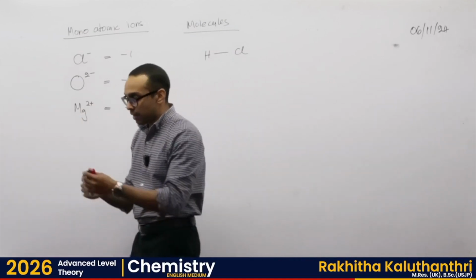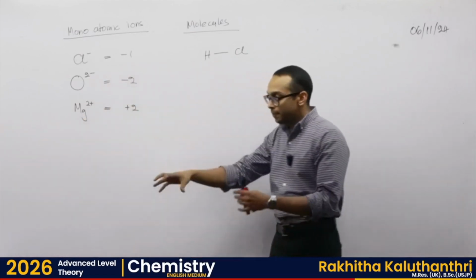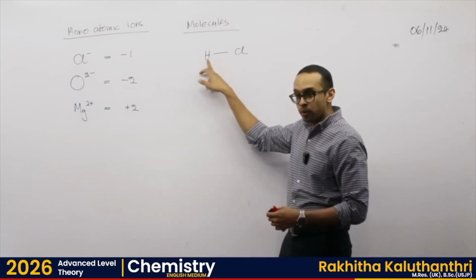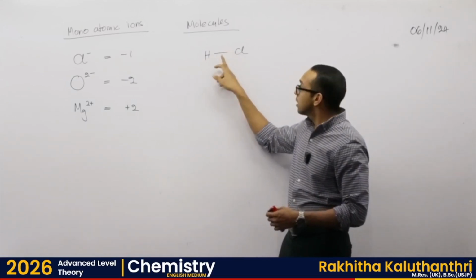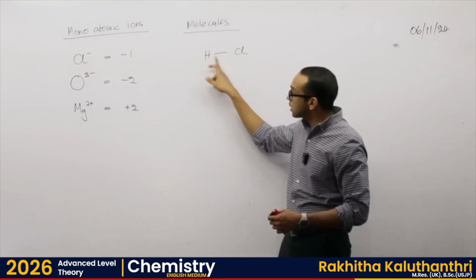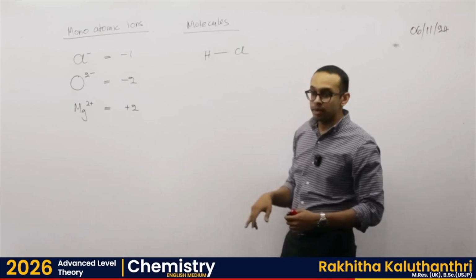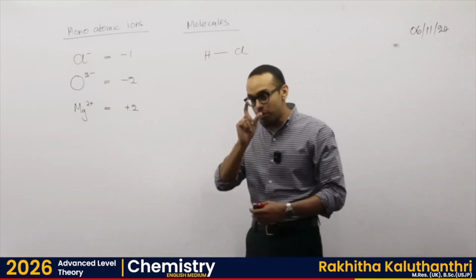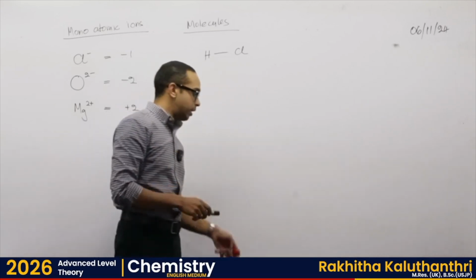Sharing means the electrons that are forming a bond are still between these two. They both still lay claim to these two electrons. Basically, the bond electrons belong both to hydrogen as well as chlorine. Electrons have not been transferred to one. Is that clear?